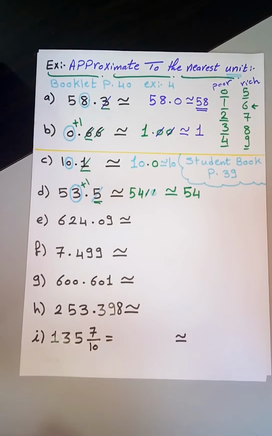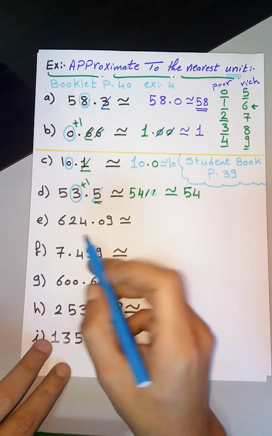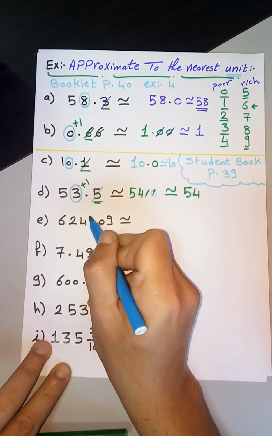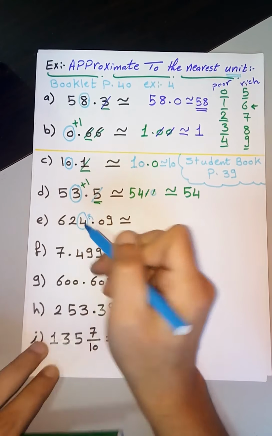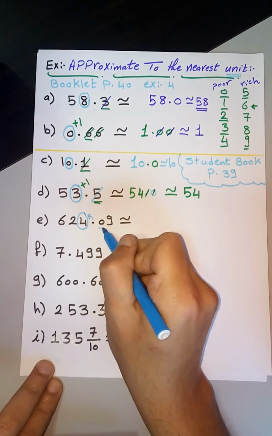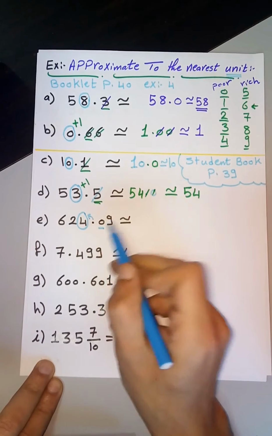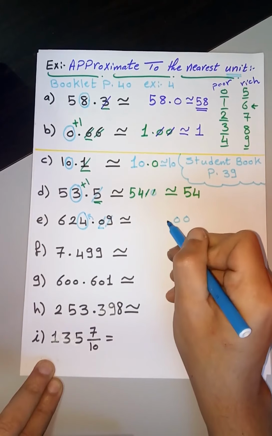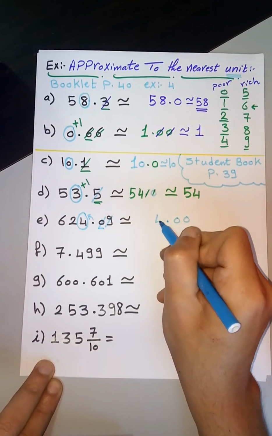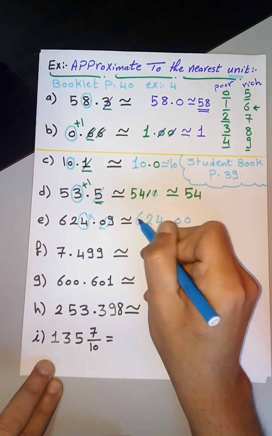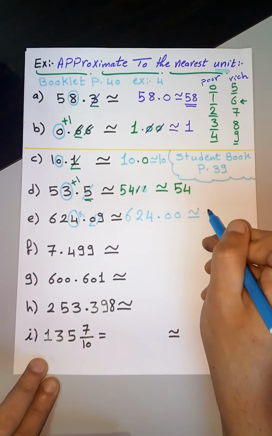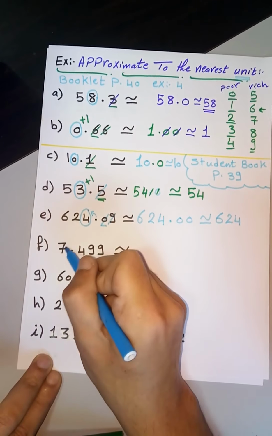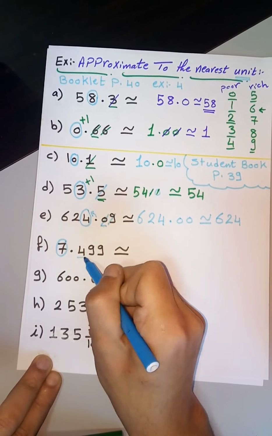The next example, we have 624 and 900. So we're gonna circle the unit digit. The unit digit is always before the point, so we're gonna circle the number 4 and underline the following digit, which is 0. As you know, 0 is a poor number, so this 0 and 9 are gonna turn into zeros. And 4 is not going to be increased, so it's still 4, and we have 2 and 6. So this is approximately equal 624.